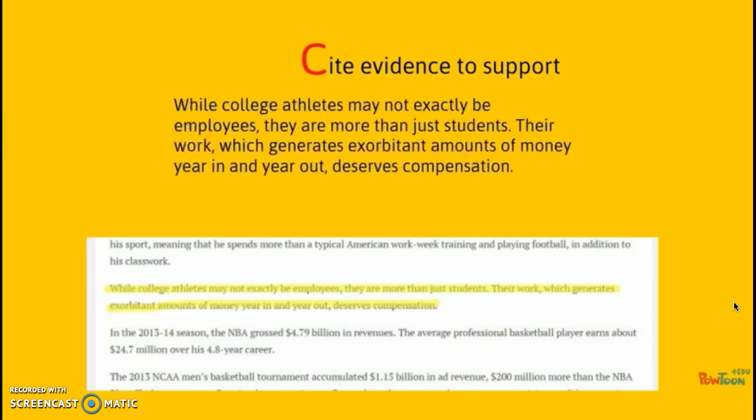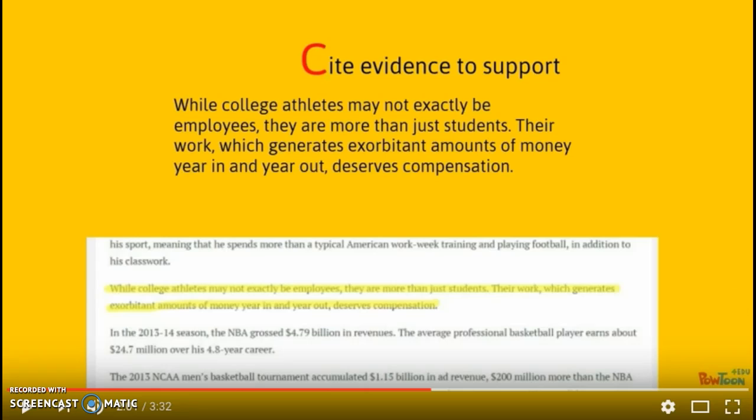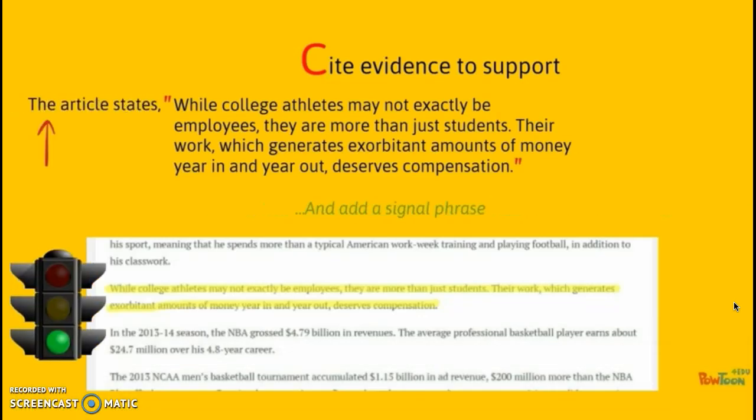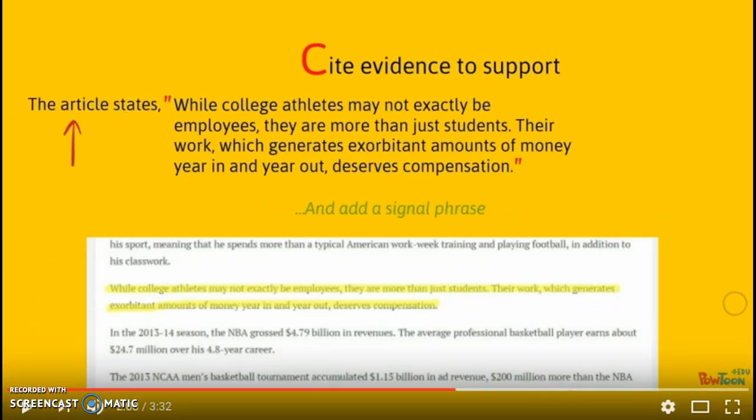So it's going to look like this. While college athletes may not exactly be employees, they are more than just students. Their work, which generates exorbitant amounts of money year in and year out, deserve compensation. So you add quotes around your evidence, so that's the actual quote, then you add the signal phrase. The article states, and then this is the part that was from the text. They put that in quotes, then boom, they add a signal phrase, which is right here, article states. All right, so that's the C part of the ACE strategy.